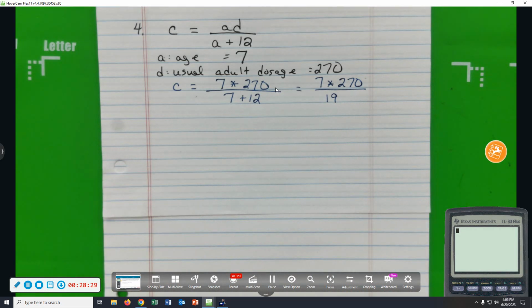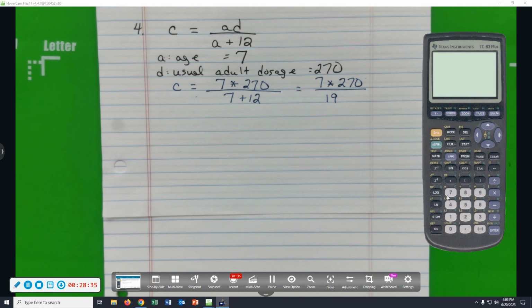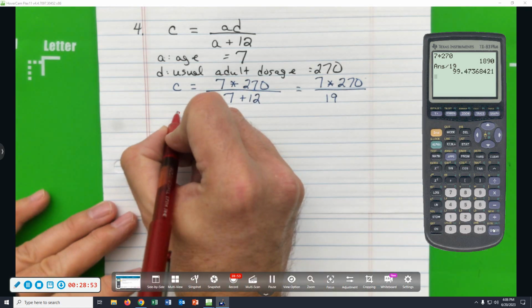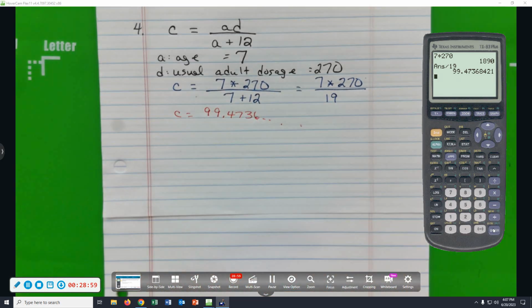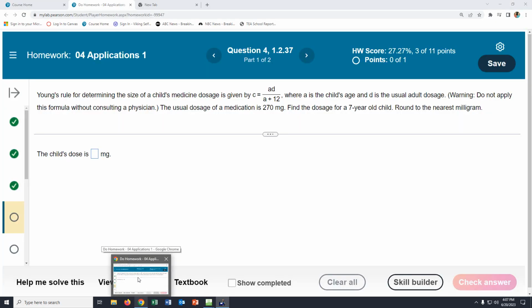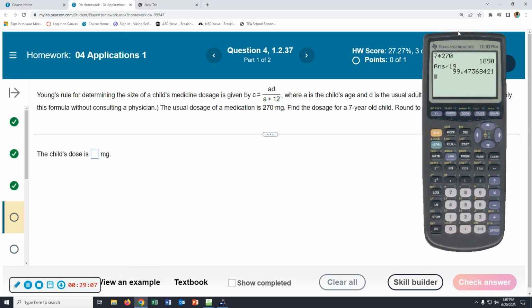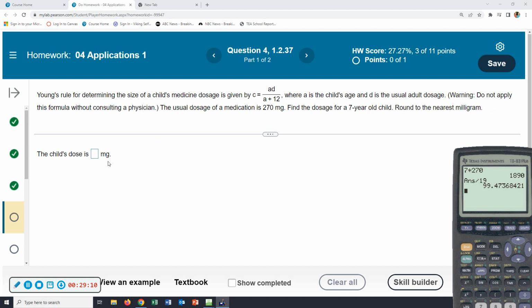So we have 7 times 270, it's 1890 divided by 19, 99.4736... Let me see. Probably it's going to ask just to round to the nearest integer. Yeah, it says round to the nearest milligram, and that's your answer.